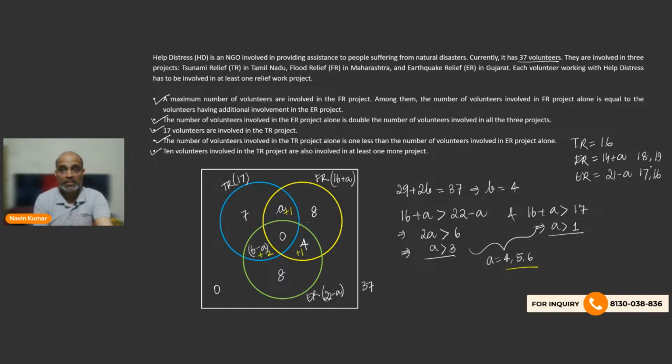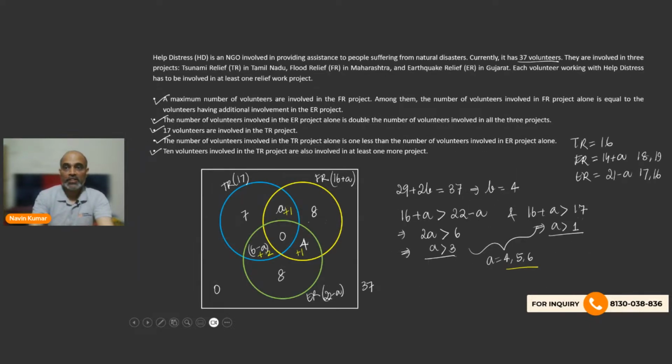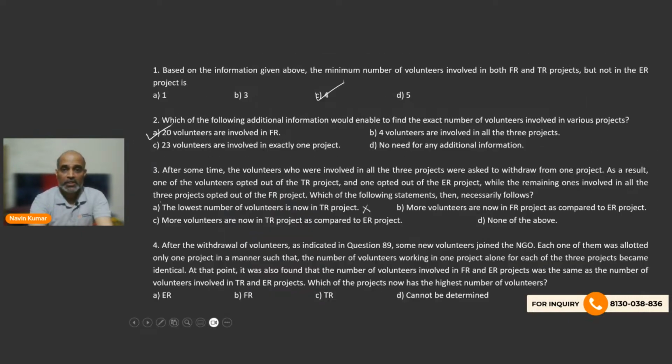If A is going to be 6, we will be having ER lesser. So it's not necessary that TR is going to be the lowest number of people, right? So the statement that the lowest number of people is in TR project is going to be false. Next, more volunteers are now in FR project as compared to ER project. So we can see that the number of volunteers in FR project is more than ER project. This is very much true because ER will keep on decreasing, right? So this statement is true.